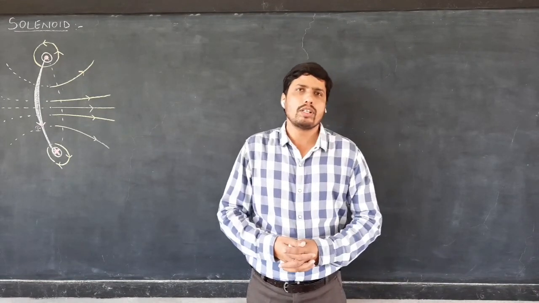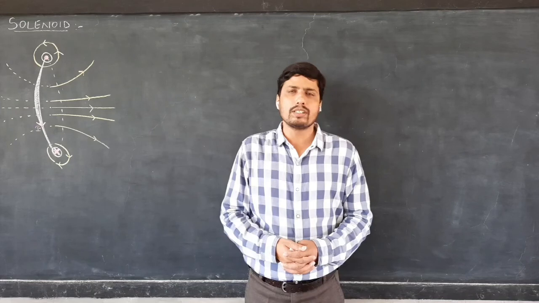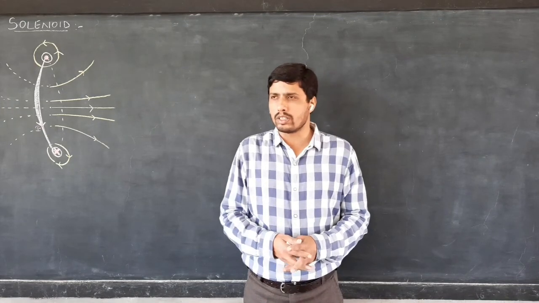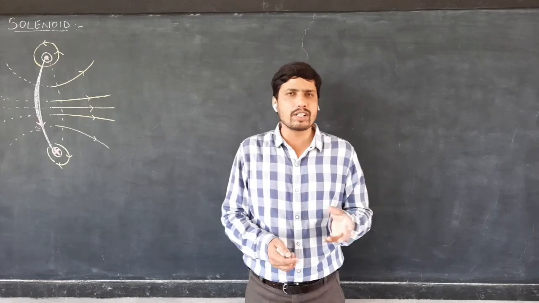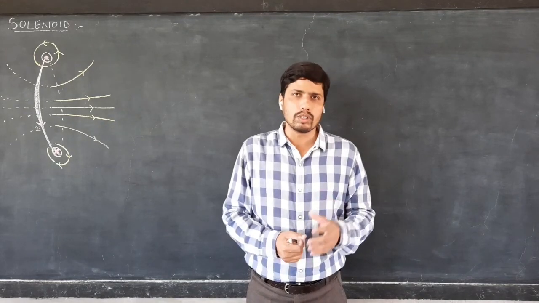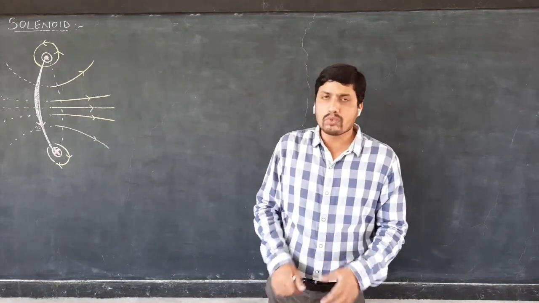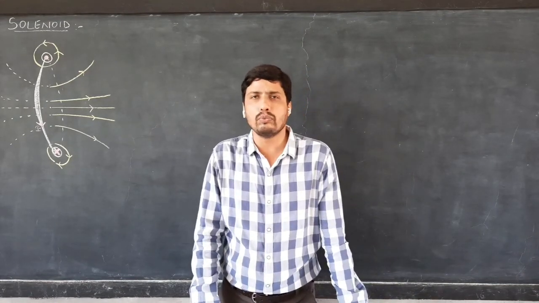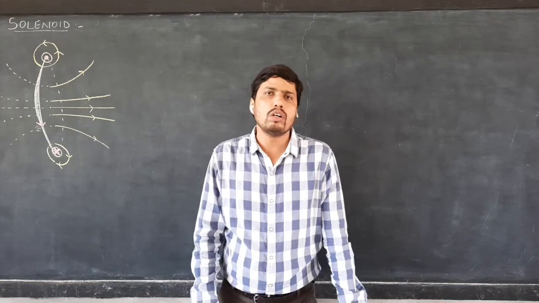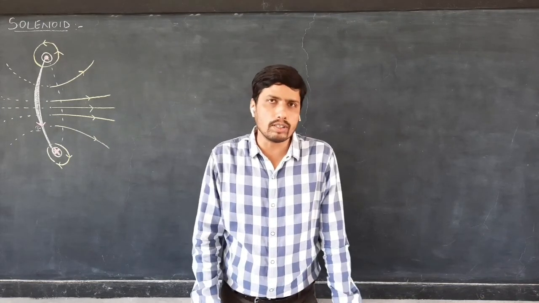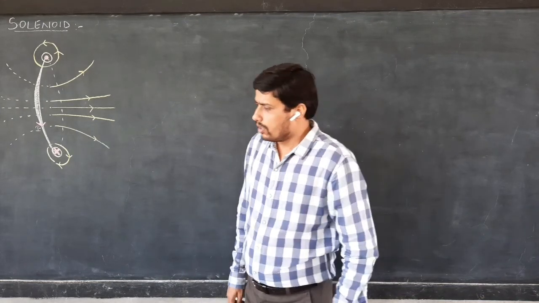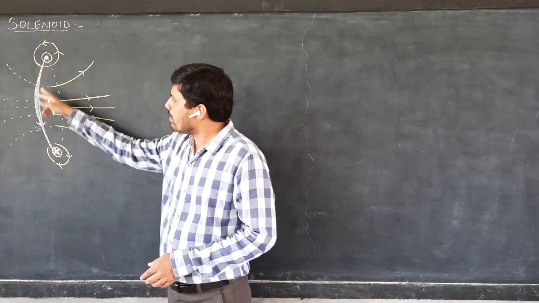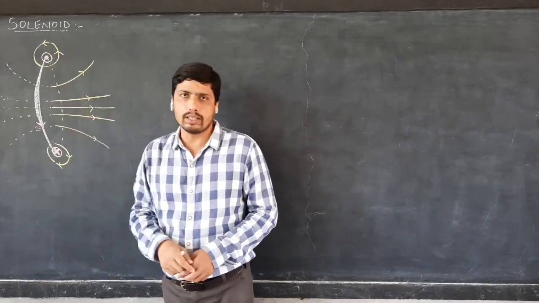Last class we devoted some time discussing the magnetic field due to a current carrying straight conductor and circular wire. We'll proceed further today to discuss the magnetic field pattern and the value due to a solenoid and a toroid. To begin with, let me revise again the pattern of magnetic field lines due to a circular coil.